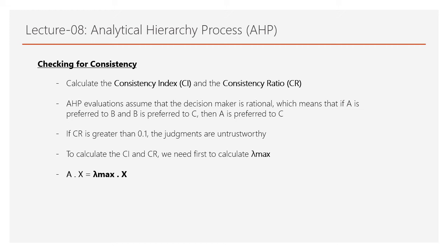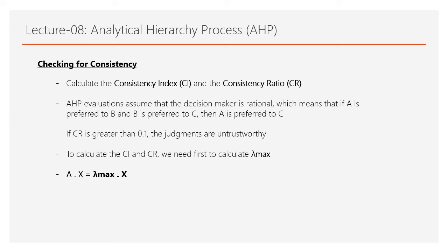In this context, AHP evaluations assume that the decision maker is rational, which means that if A is preferred to B and B is preferred to C, then A is preferred to C. I don't want to go into the mathematical background of this statement, but as a briefing, this consistency check determines if the different preferences made by the decision maker are consistent with each other and do not contradict each other.